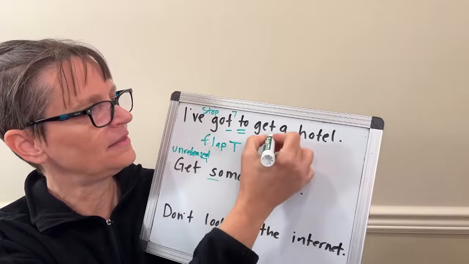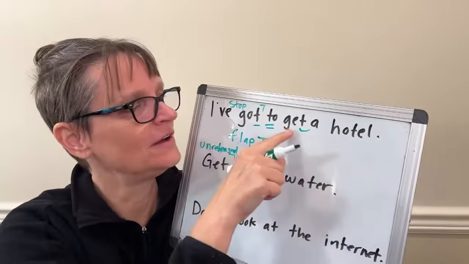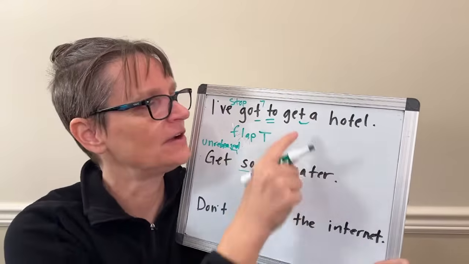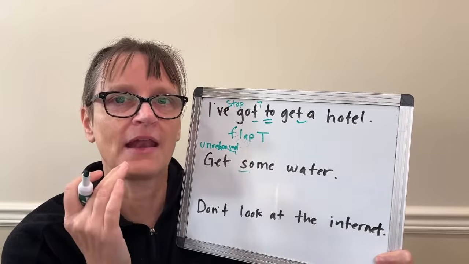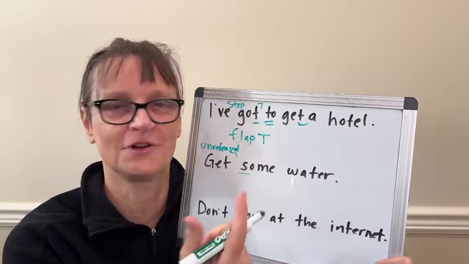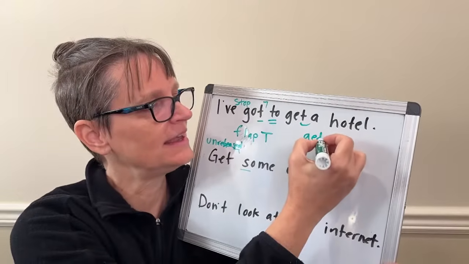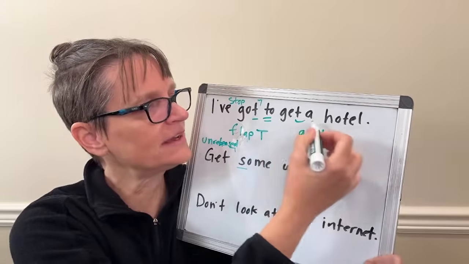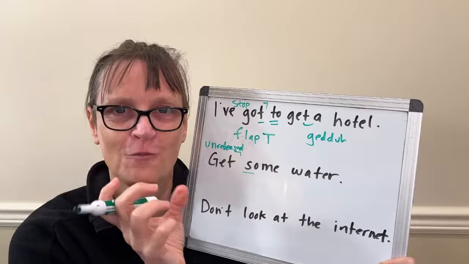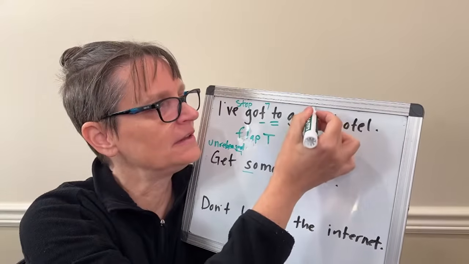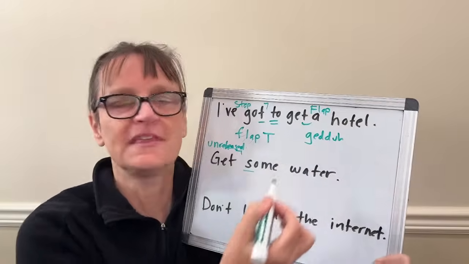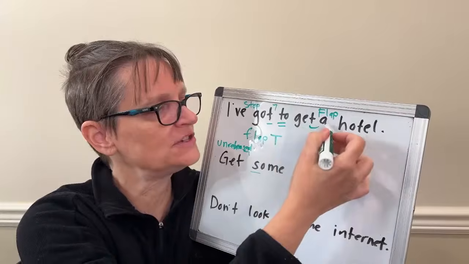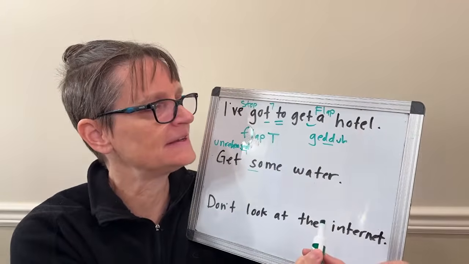So we always use a flap T when the word ends with a T and the next word starts with a vowel sound. So I don't say "get a" or "get a." That would be a true T or an aspirated T. This becomes "get a." I've got to get a hotel. Get a hotel. So "get a" becomes kind of one word together. The T in the middle gets flapped. It's the same thing we do in words like water or better. Get a. We connect to the vowel sound and we make a flap T there.